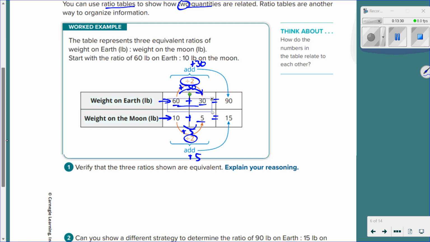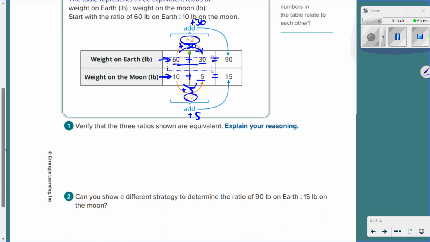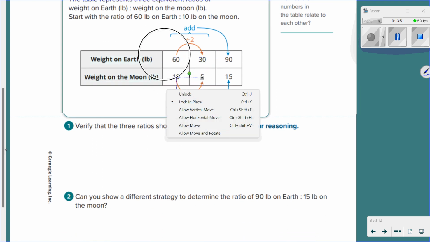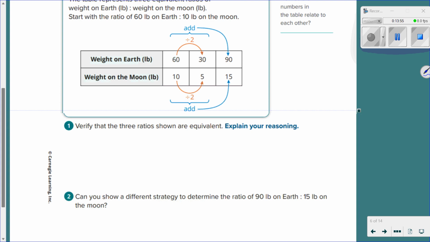But if I'm using the additive reasoning, which is fully acceptable, I have to add the value for each row, which can be different and normally will be different unless it's a 1-to-1 ratio. Is everybody okay with that? That's a huge concept. Basically the same thing with the double line, right? Same as the double number line. Okay? So verify that the three are equivalent.